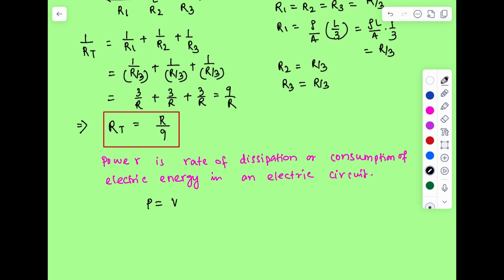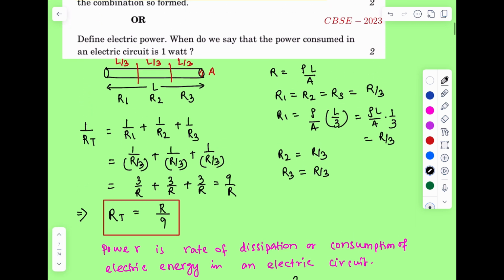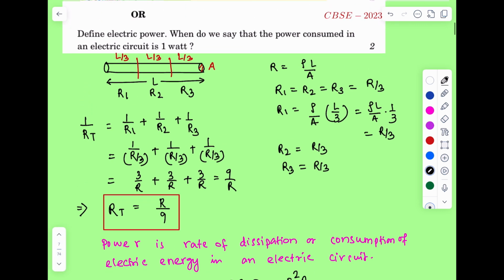And we define it as P is equal to V into I, and from Ohm's law we can write V is equal to IR, or that this is equal to I square R, or in place of I we can write V by R, which is equal to V square by R. This is the power dissipation.